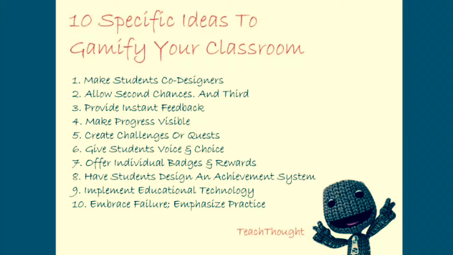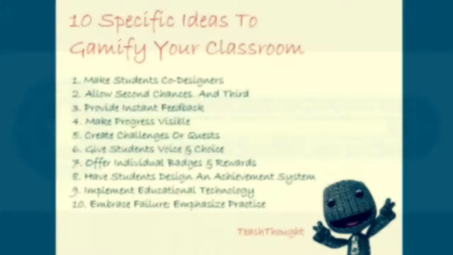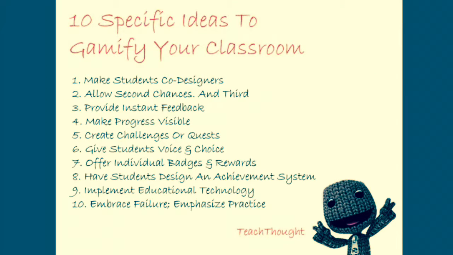Number 3, provide immediate feedback. If immediate feedback is not possible, provide feedback as soon as possible so students know if they are heading in the right direction. Number 4, make progress visible. Create a progress bar or other visual that tells students how much they have accomplished and how much more they have to go before achieving their goal. With progress bars, students can monitor their own progress.